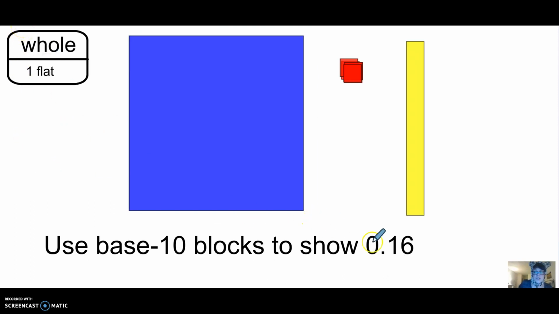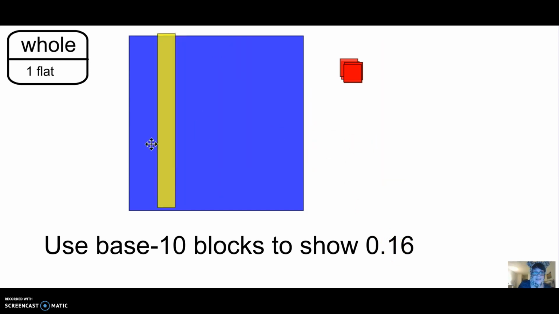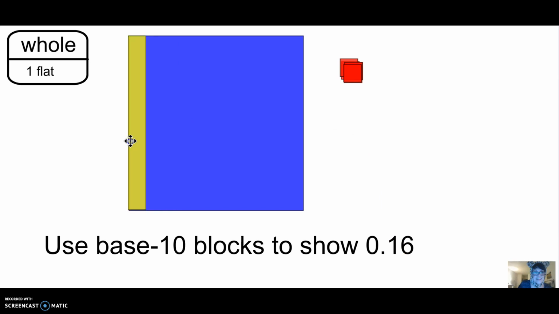So now I want to show this decimal. This says 16/100ths. How can I show 16/100ths with my base 10 blocks? I can think about this as 1 tenth and 6/100ths, and I am covering 16/100ths of my flat.